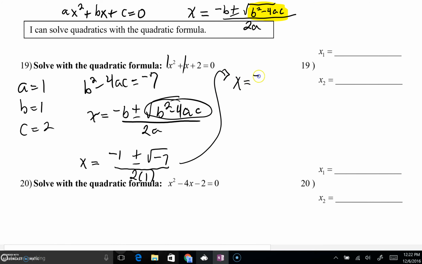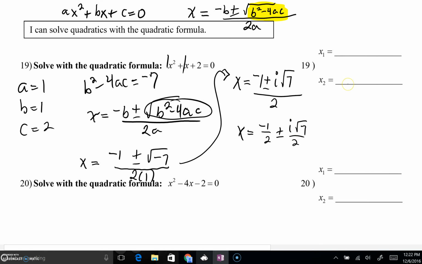Now, of course, I'm going to continue writing this out. When you have a negative inside of your square root, you can take out an i. So I'll have i radical 7, and down here we're going to have a 2. And then finally, let's separate this into 2 distinct fractions. We'll have negative 1/2 plus or minus i radical 7 all over 2.